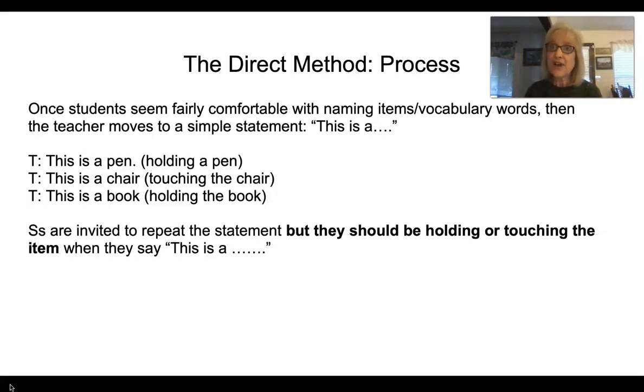Students are, of course, invited to repeat, but this is important. Students should be holding or touching the item when they repeat it. So you wouldn't want students across the room saying this is a pen if they're not holding or touching a pen, because that wouldn't be natural, right? We wouldn't say it that way. We would say that is a pen or something. So with whatever they can touch, this is a desk, this is a chair, this is a pen, this is a book. If they have it in front of them and they can actually touch it, you can invite them to repeat it.